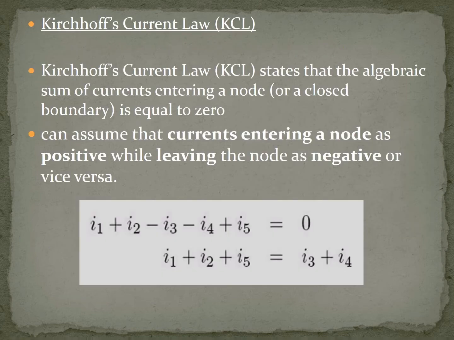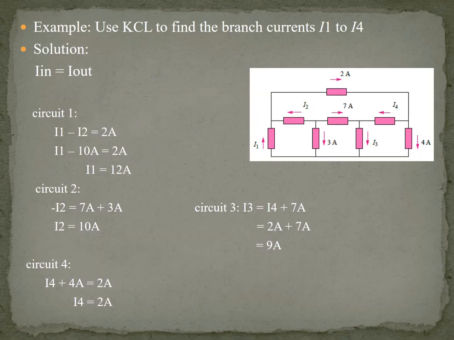Kirchhoff current law. Kirchhoff current law states that the algebraic sum of current entering a node or a closed boundary is equal to 0. We also can assume that current entering a node is positive while leaving the node is negative, or vice versa. Let's look at example. Use KCL to find the branch currents I1 to I4.